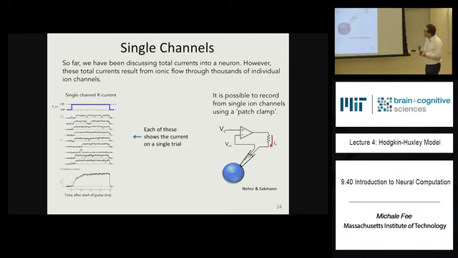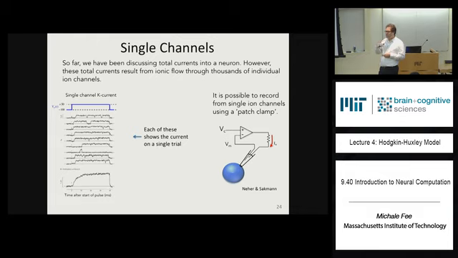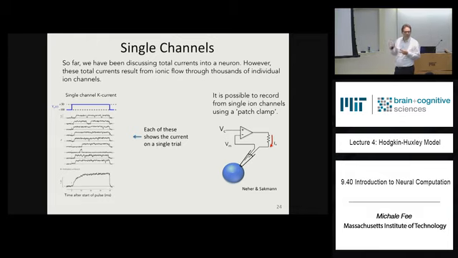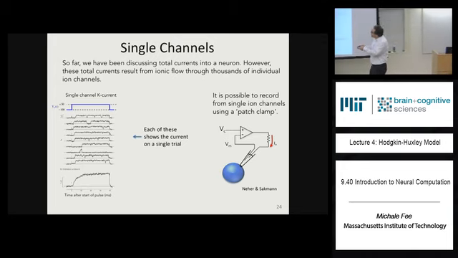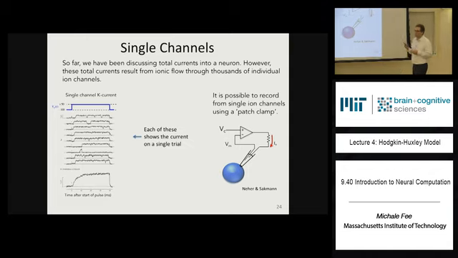You can see something interesting. The current is either off, doesn't turn on gradually, doesn't change smoothly, it just flickers between on and off. That's a very important aspect of ion channels. But if you average all those trials together, you see that you get an average current that looks just like the current that Hodgkin-Huxley measured in the whole axon. How is that possible?